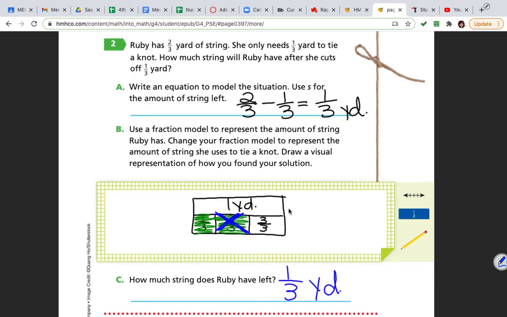Okay, so as long as we're working with like denominators, adding and subtracting fractions is pretty easy. What I want you to do is try number 1 and 2 under check understanding. So pause your video, do 1 and 2, and start your video back.